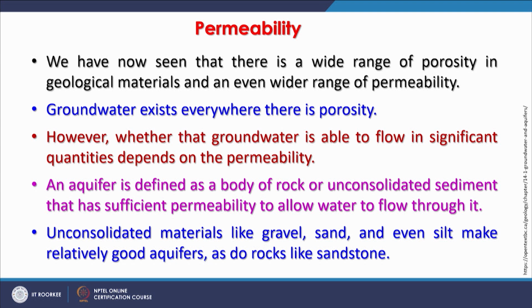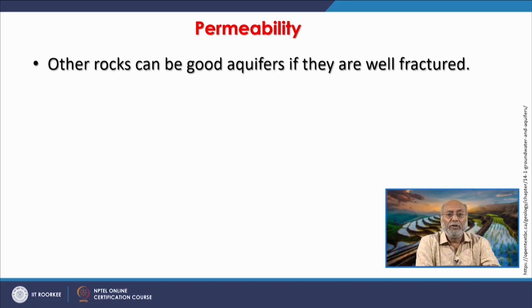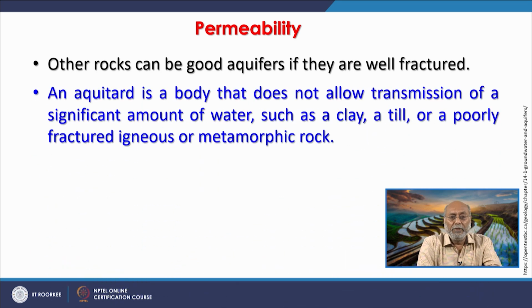So, unconsolidated materials like gravel, sand, even silt make relatively good aquifers, and so do rocks like sandstone. The best example of unconsolidated material which we get in the Indo-Gangetic plain is mostly sand, sometimes you may get gravel and even silt. So, these are good from that point of view. The other rocks that can be good aquifers must be well fractured and weathered. Granite can be one example, or basaltic terrain can be an example.